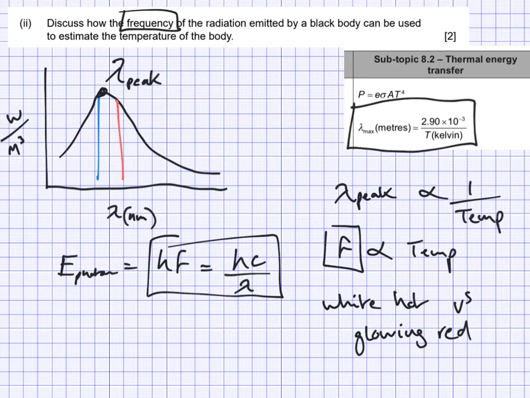Or in other words, you could look at it as wavelengths. As the temperature goes up, the wavelength goes down. So temperature going up means this peak is going to go down the wavelengths. It's moving to smaller numbers along the x-axis.